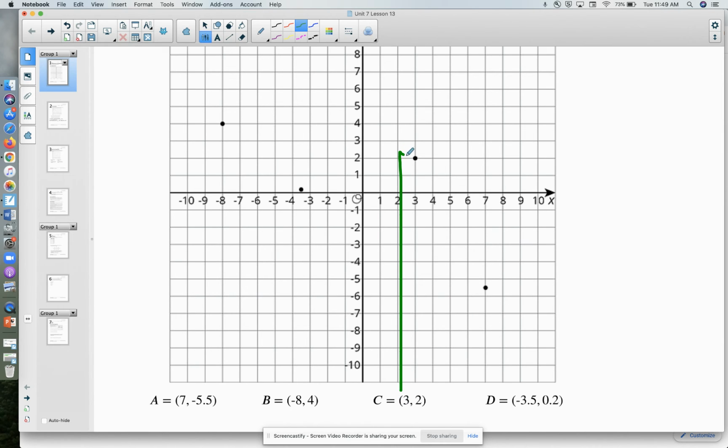Okay, so this one is C right here, 3 and 2. All right. And then this one is right here.